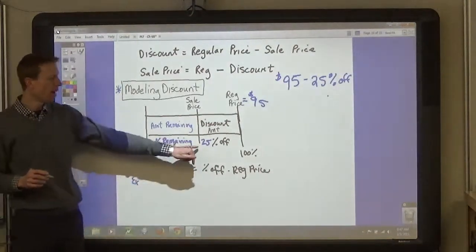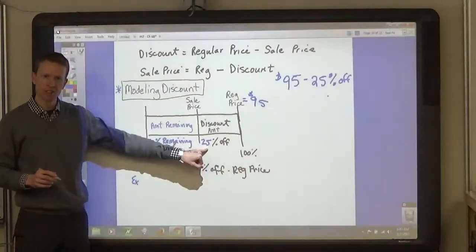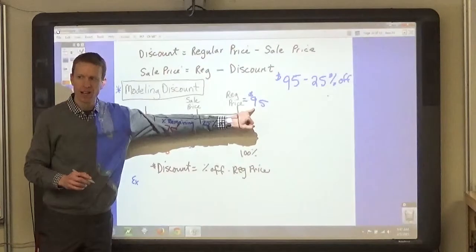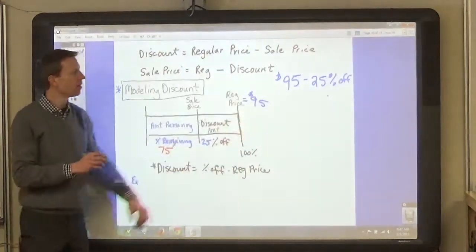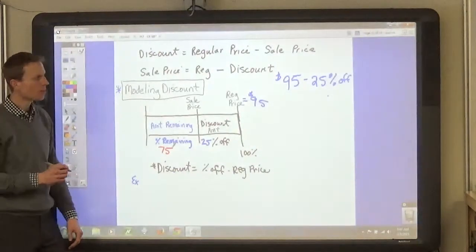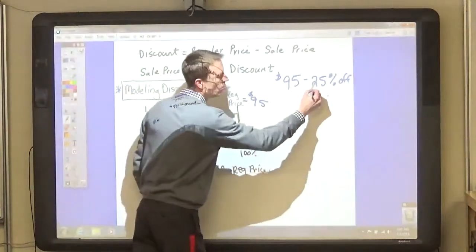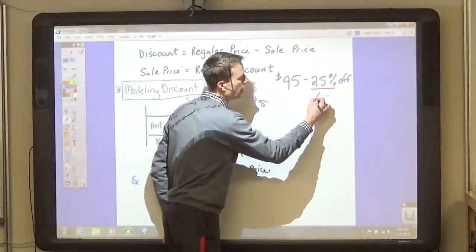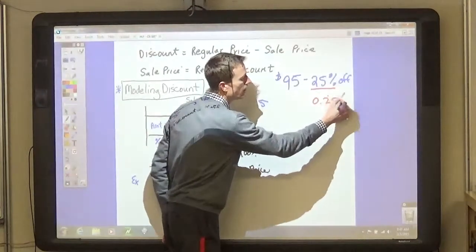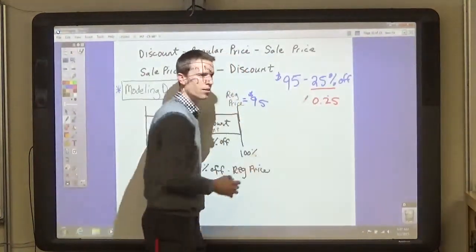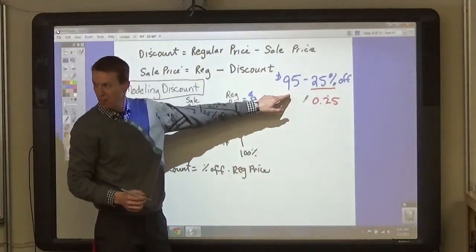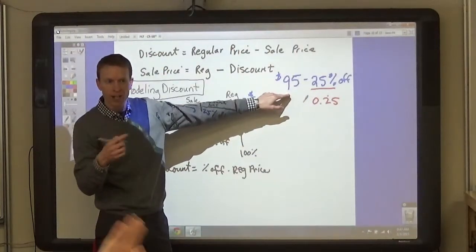One way is to find 25% of 95. How would we do that before? Remember what we did last time? Change 25% to a decimal, which is 0.25, and multiply that by 95. Do that right now.